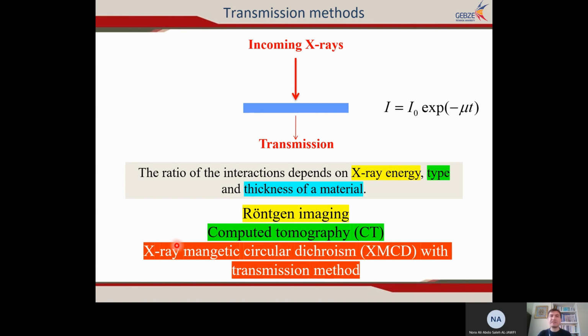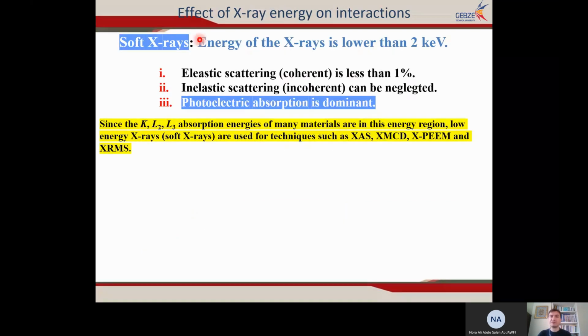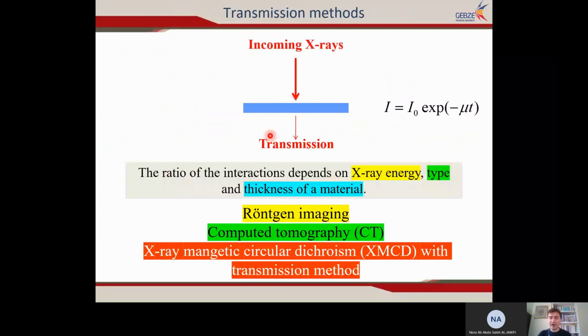Now, let's discuss the effect of X-ray energy on interactions. Here I have told you that the X-ray energy, the type, and the thickness of a material affect the ratio of the interactions here between X-rays and matter.